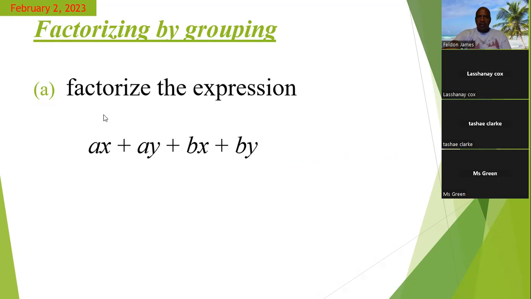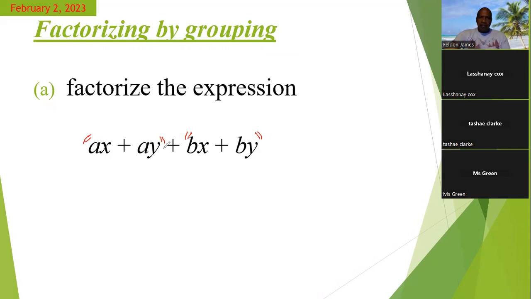So as I was saying, we would pair these four terms into two what we call binomials. So this would be one pair of binomial. This is another pair of binomial. And so what we're going to do, each of these binomials, we're going to factorize them.